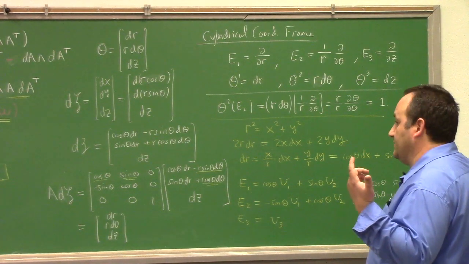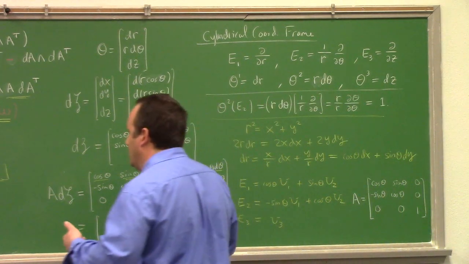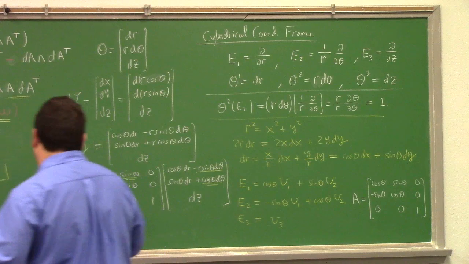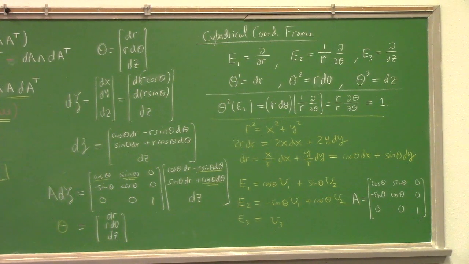And so what happens when you calculate, okay, so great, that's my theta, right? What's d theta? It's 0 dr wedge d theta, right? 0.